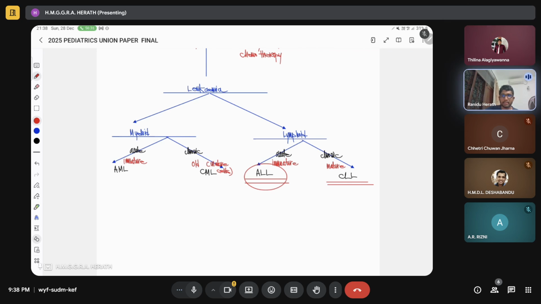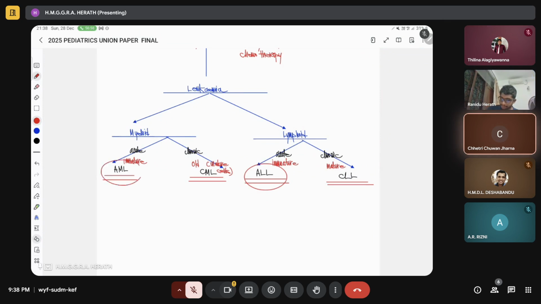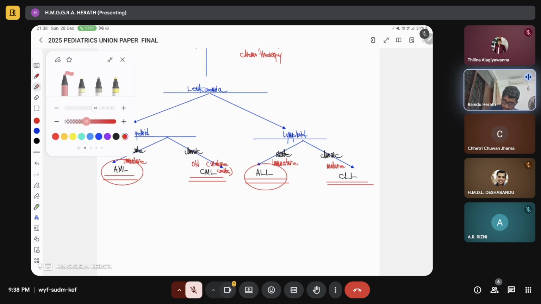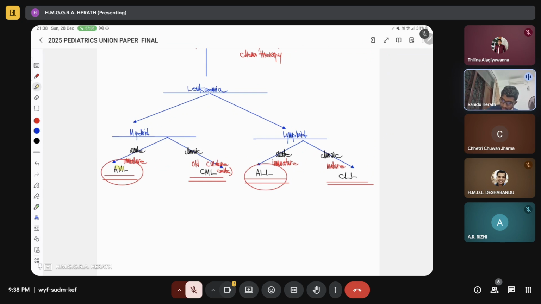Right. Jaharna, what is more severe, CML or AML? AML. Why? Because they have immature cells. So when the cells are immature, the cells are not differentiated at all, no?